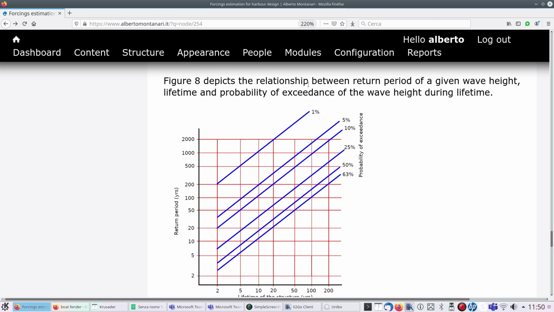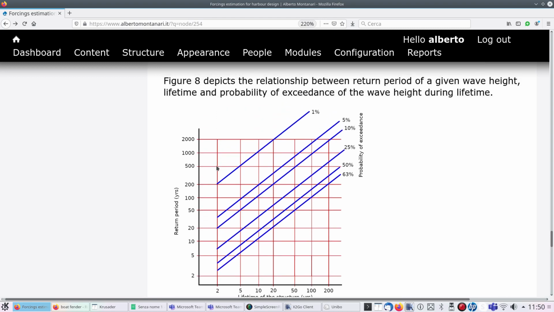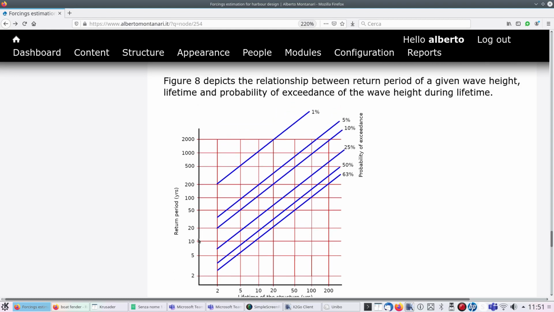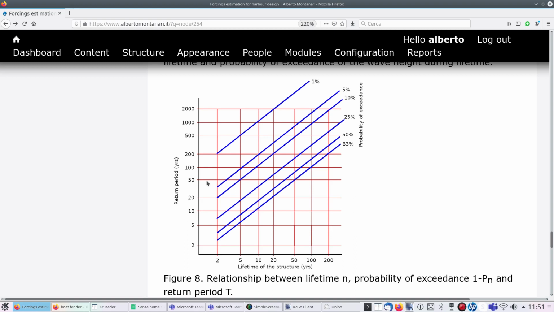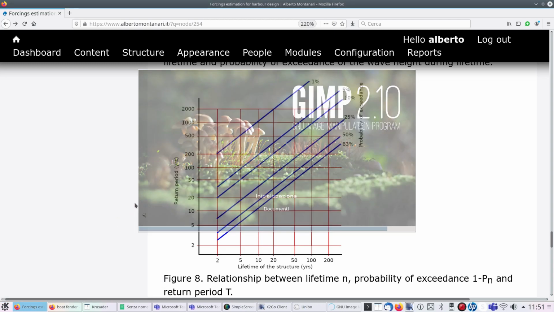is depicting the relationship between the return period of a given wave height and lifetime in the horizontal axis, so n in our case, in the case of the previous computation, lifetime was indicated with n, return period along the vertical axis, and then there is the probability of exceedance, which is here in the blue lines. So in our previous computation, I get a return period of 50 years, and I start from the vertical axis. So let me do like this in order to be more understandable.